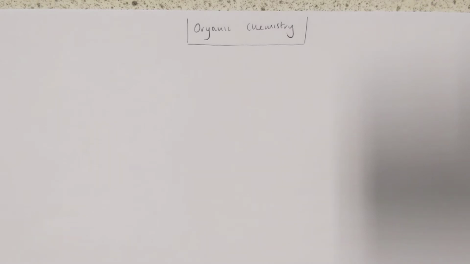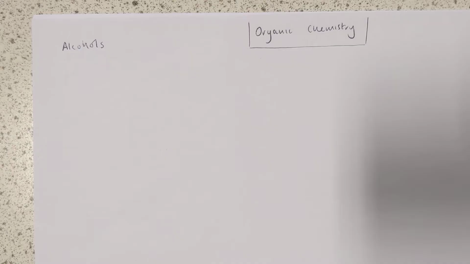For the final part of organic chemistry, we need to look at two remaining homologous groups or families. We're going to look at the alcohols and the carboxylic acids. So alcohols are a family of organic compounds which have one big thing in common. They all have the same functional group.